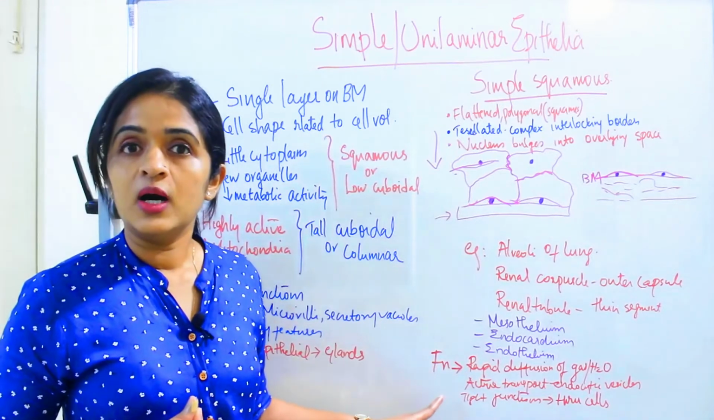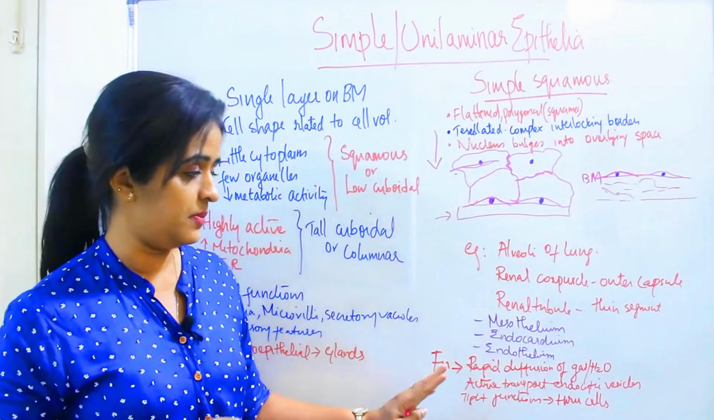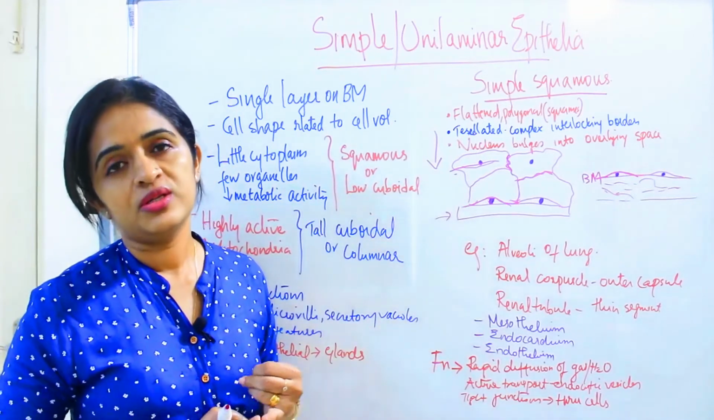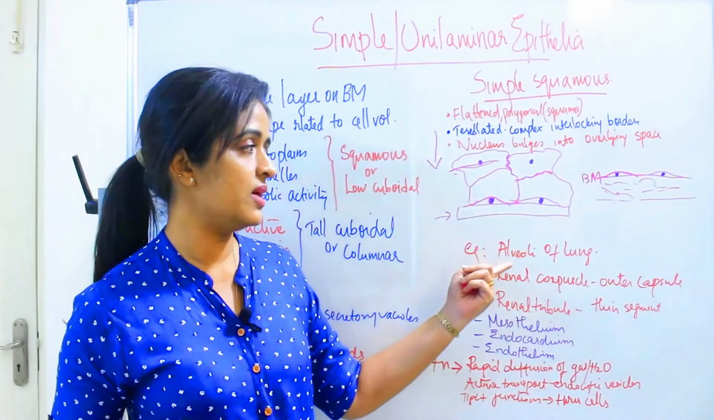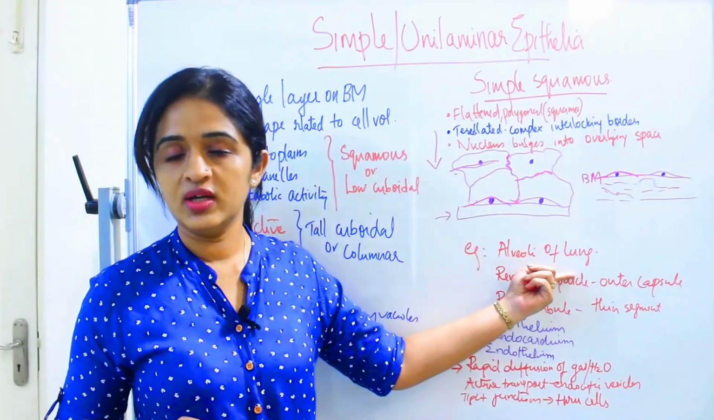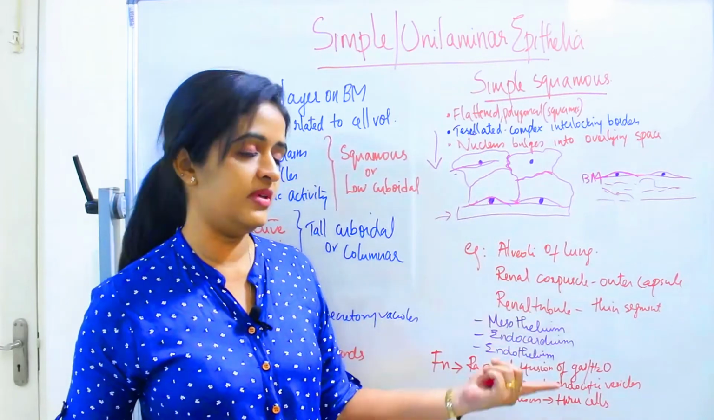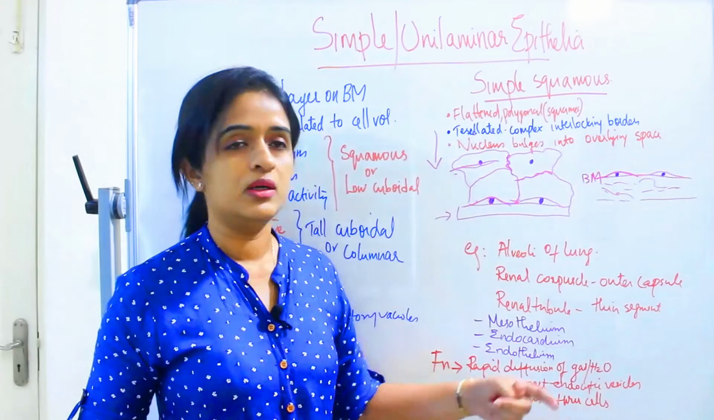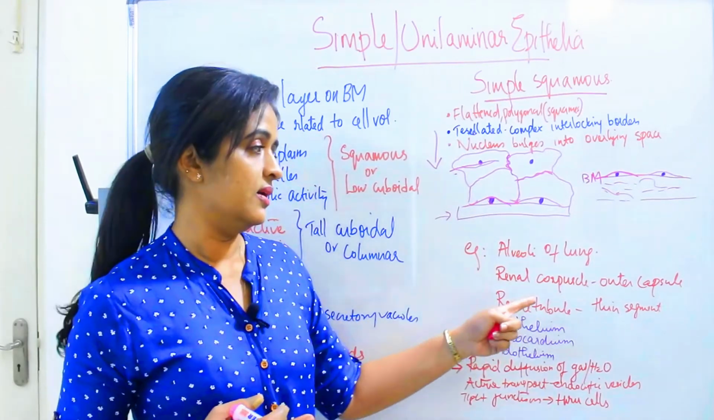Now when you talk about the function of the simple squamous epithelium alone, the main function is rapid diffusion of gas and water. Gas, as we have already discussed, in the alveoli of lung, you get squamous epithelium. So there the main function is rapid diffusion of gases and rapid diffusion of water, as in cases of renal tubules and all.